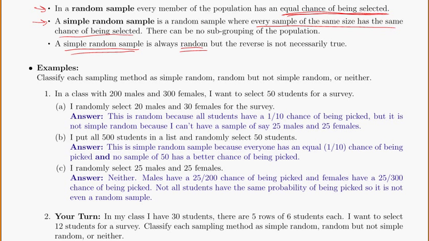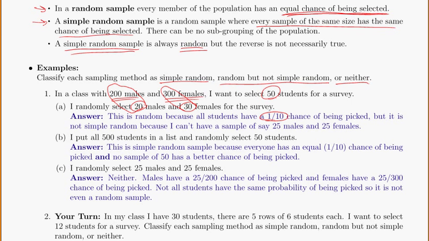For example, classify each sampling method as simple random, random but not simple random, or neither. I have 200 males in my class, 300 females, and I need 50 students, so I need a sample size of 50. Suppose I randomly select 20 males and 30 females. Before I even start, I break the group into males and females. I take 20 males and 30 females. Because there are 200 males, every male has a 20 in 200 shot of being selected, and because there are 300 females, every female has a 30 in 300 shot. So the probability of any person being selected is 20 out of 200 or 30 out of 300. They happen to be the same.